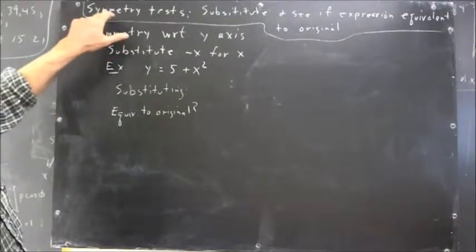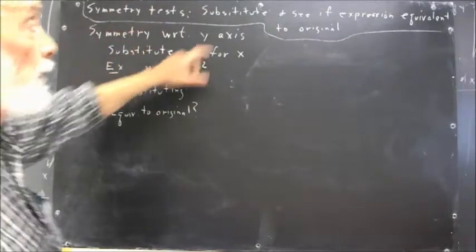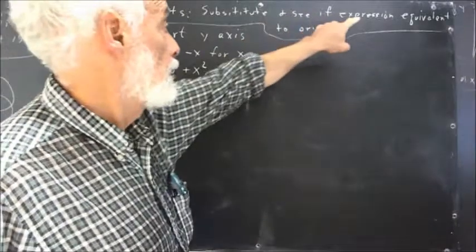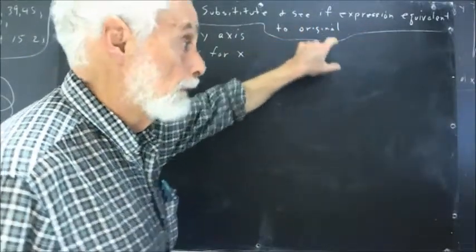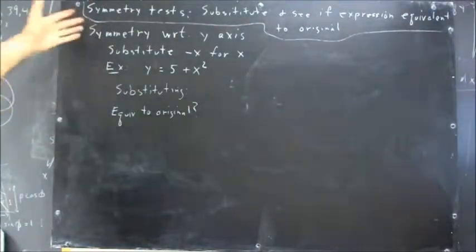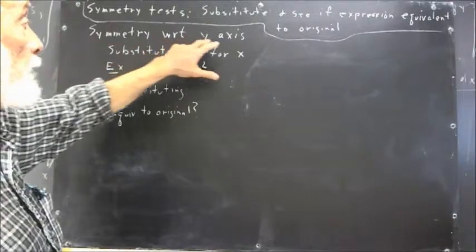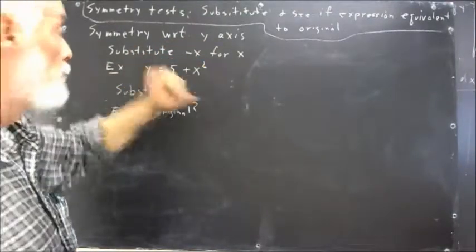A frequent question is about symmetry tests. Symmetry tests are conducted by substituting in a certain manner to see if the expression we get after substitution is equivalent to the original expression. To illustrate, the test for symmetry with respect to the y-axis involves substituting negative x for x.